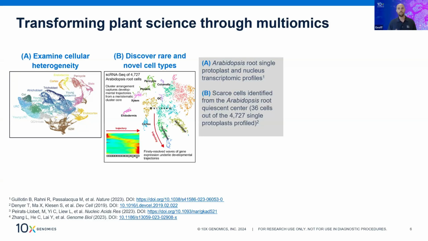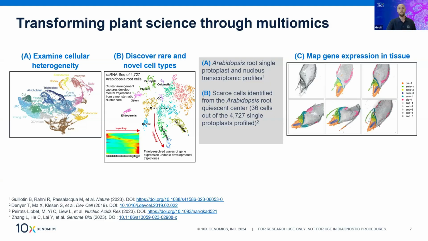You discover rare and novel cell types, and single-cell transcriptomics has led to the discovery of new cell types and states within plants that were previously uncharacterized. These may include intermediate cell states during differentiation or rare cell types involved in specific physiological processes. And then spatial transcriptomics can be used to complement single cell findings by showing you where these novel cell types are located within any given tissue. We're mapping gene expression in the tissue context.